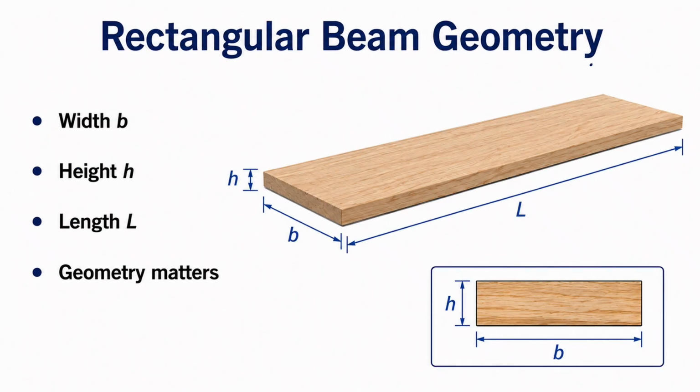Before testing a beam, we must define its geometry. For a rectangular beam, the important dimensions are the width, height, and length. These dimensions influence how much the beam bends under load. Even if two beams are made from the same material, changing one of these dimensions can significantly change the stiffness and overall performance of the beam.